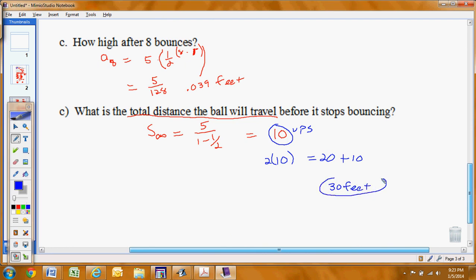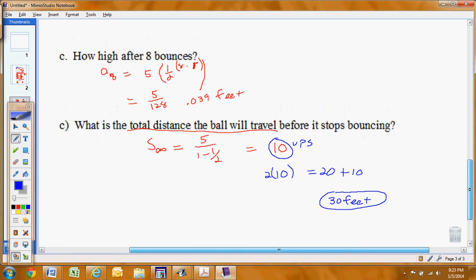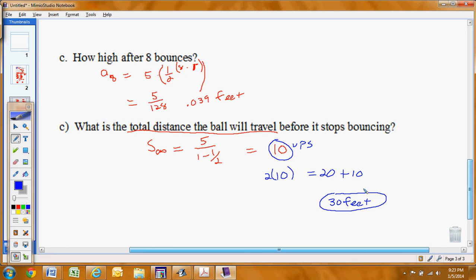It's a fun problem to actually think about. I don't want you to just turn into robots and just plug the numbers in. That actual thinking part is a lot of fun. So that's the total distance the ball will travel before it stops bouncing. It's an application of an infinite series of a geometric sequence.